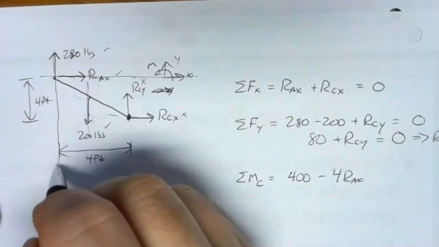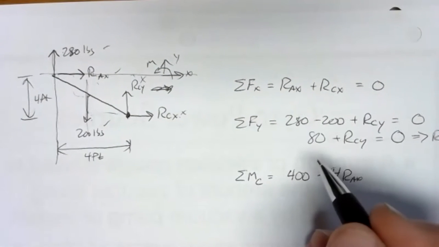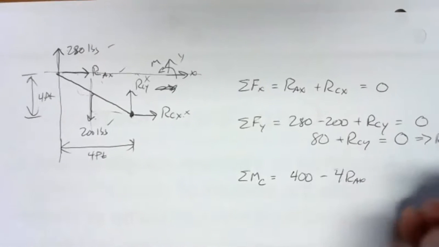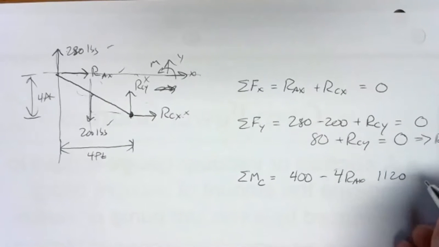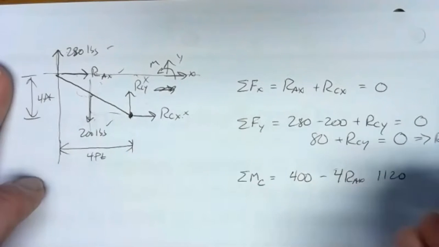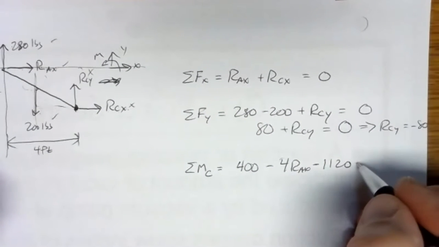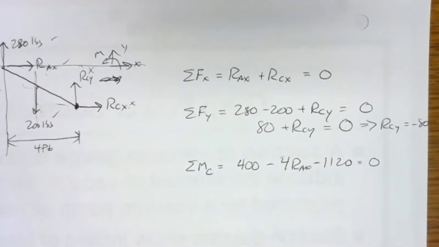And then we've got the 280-pound force. 280, its line of action's down here like this. That's 4 feet away from C. So it's 4 times 280. That's 1120. Pivoting at C, pushing up there, that'd be a clockwise moment, so it's negative. So there we've got a moment equation we'll be able to solve.